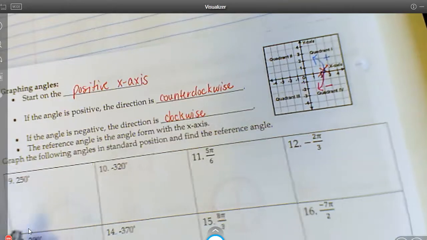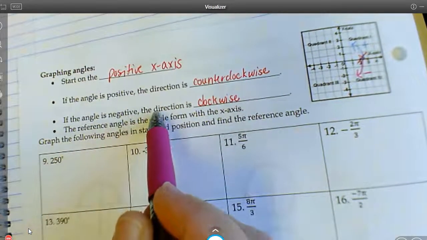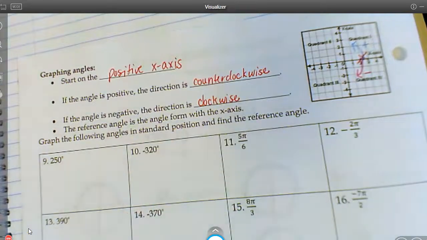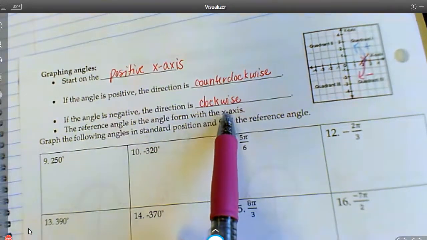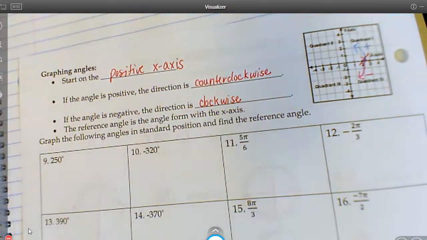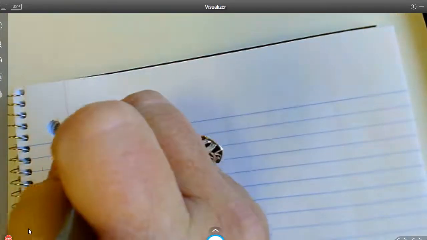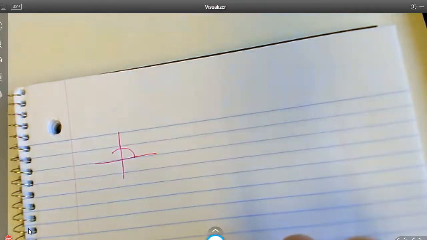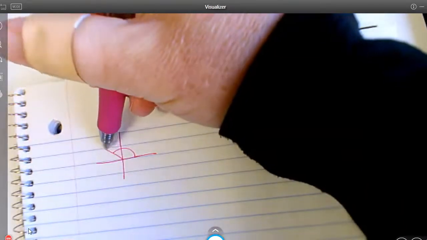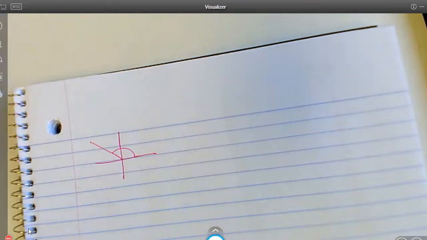The last thing that it tells me is about the reference angle, and that's what we're going to be looking for as we graph these angles. The reference angle is the angle that you form with the x-axis. You don't have to draw this down, but I just want to show you real quick. If you have an angle that starts over here and ends here, you're going to make a line, coming from 0, 0. That shows you what the angle looks like.